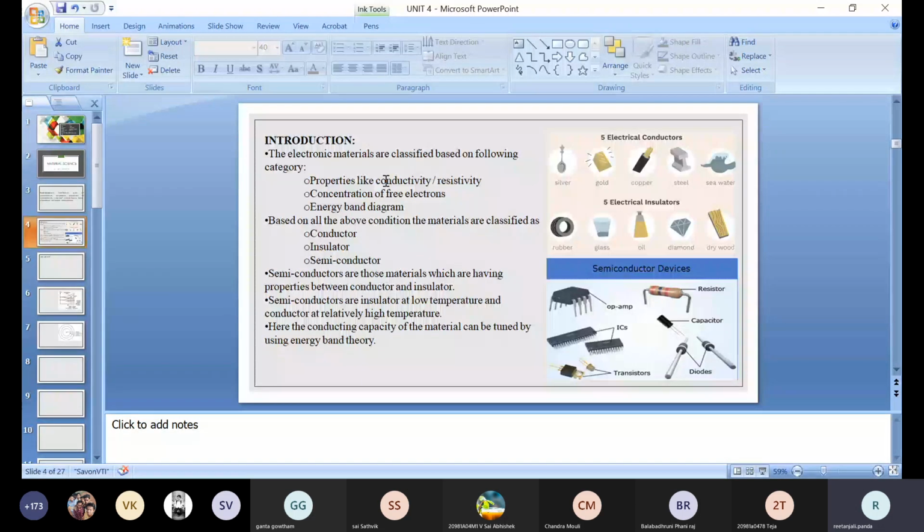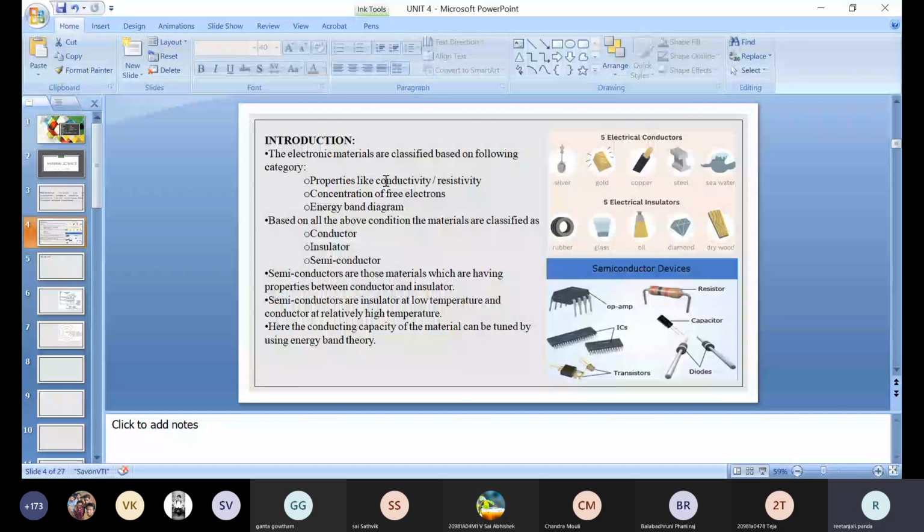See, a material having good conductivity means it has low resistivity. Like copper. Copper is a good conducting material, right? It has low resistivity towards the conduction of electricity. That is why conduction is good there. But if I consider steel as compared to copper, steel is also a conducting material, but its resistivity is more than that of copper.